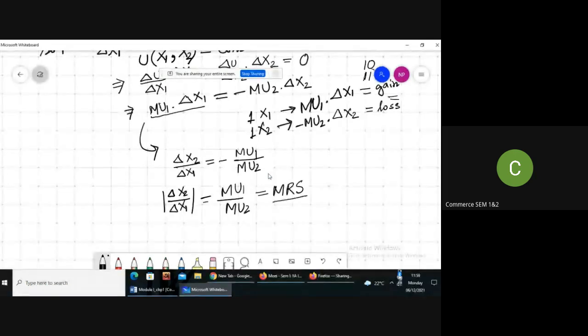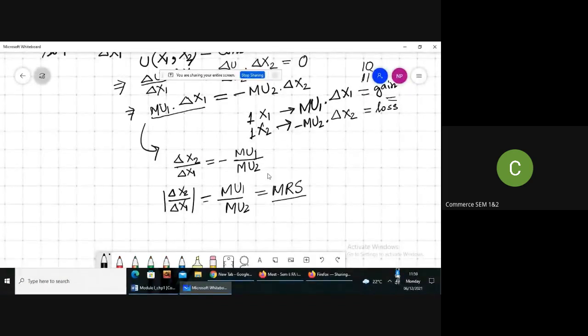What is the meaning of this marginal rate of substitution? The meaning is that if we want to increase consumption of commodity 1 by one additional unit, how much amount of commodity 2 we have to sacrifice.